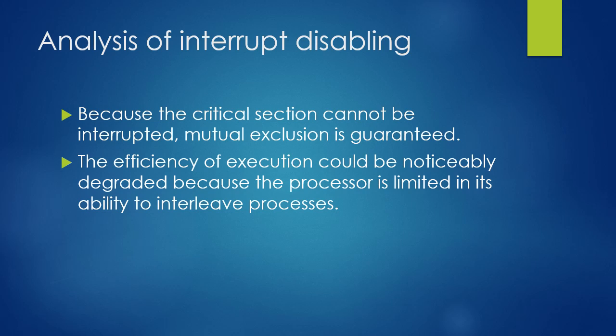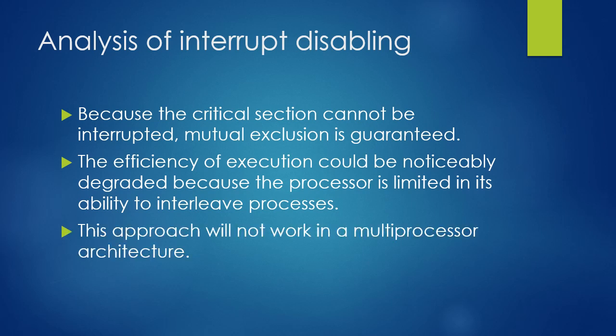The efficiency of execution is noticeably degraded because the processor is limited in its ability to interleave processes. Another problem is that this approach will not work in a multiprocessor architecture. In a multiprocessor, more than one processor is executing at the same time. This technique will disable interrupts for the processor on which a process called A is running. So on this processor, the process A cannot be switched.